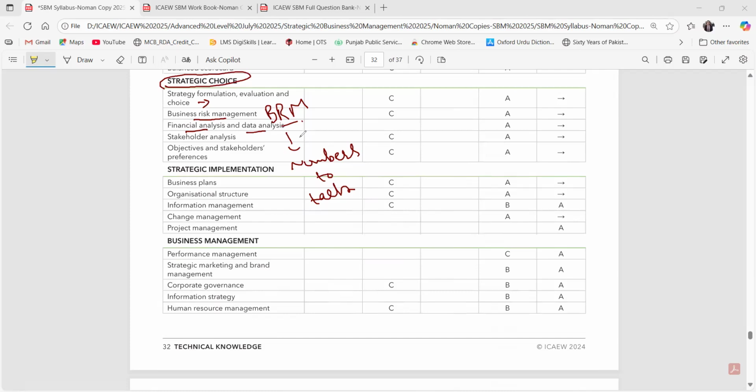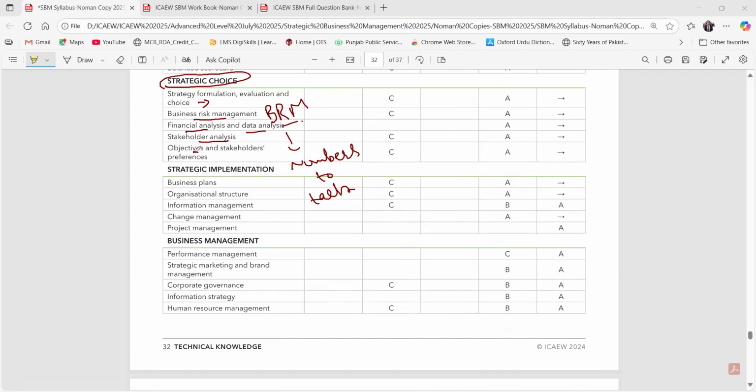Making numbers talk, that is basically our financial analysis. And then we have stakeholder analysis. Stakeholder means different types of stakeholders would be there. Obviously, as a group, we need to consider all of our stakeholders, their stakes, and then we have to pursue a reasonable strategy, a good strategy that will incorporate your major key stakeholders and try to incorporate your other stakeholders as well.